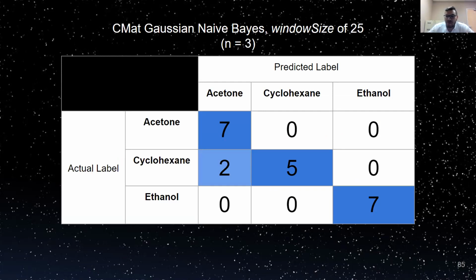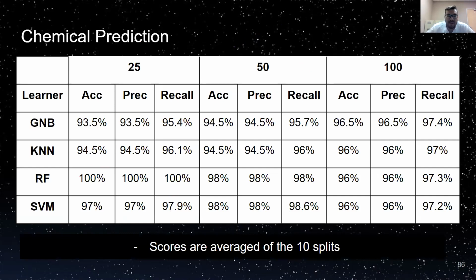You can see the dark blue cells are actually our correct classifications. That would represent our accuracy. And you see on the side here where we had cyclohexane, 2 of our trials were actually incorrectly predicted as acetone.